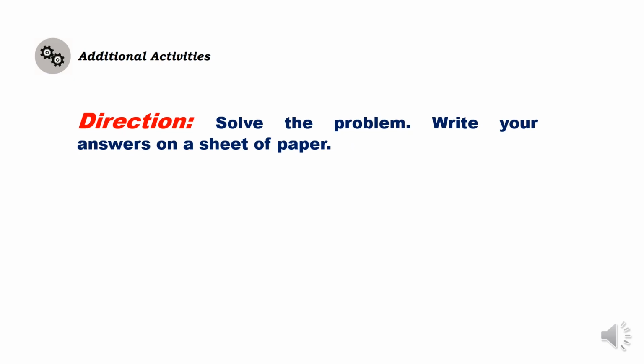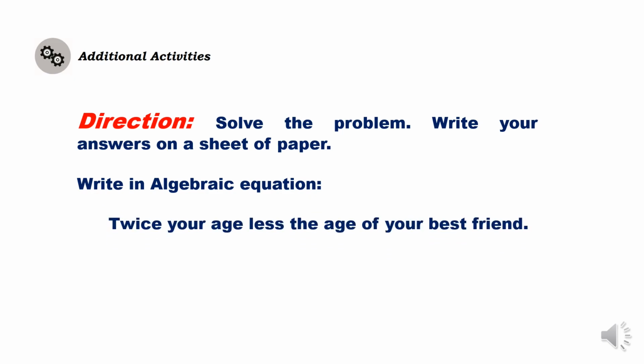Solve the problem. Write your answers on a sheet of paper. Write in an algebraic equation: twice your age less the age of your best friend.